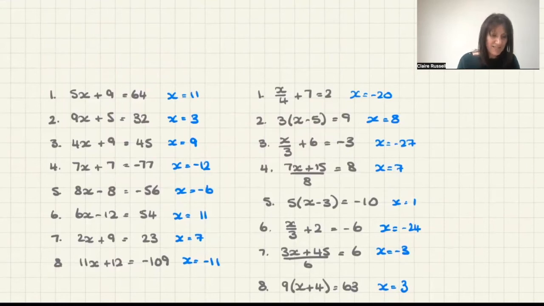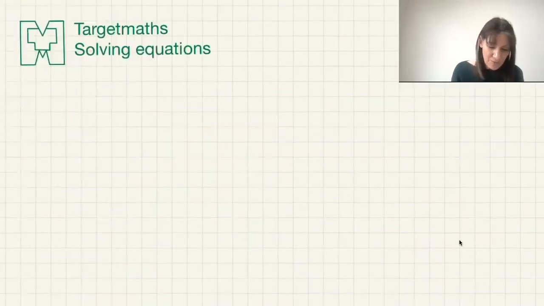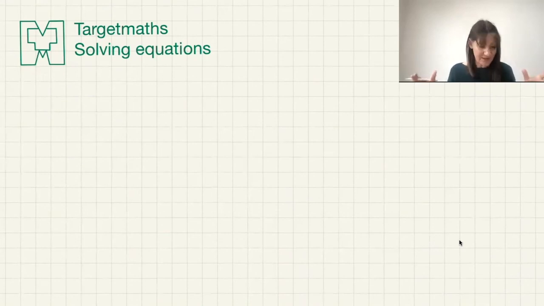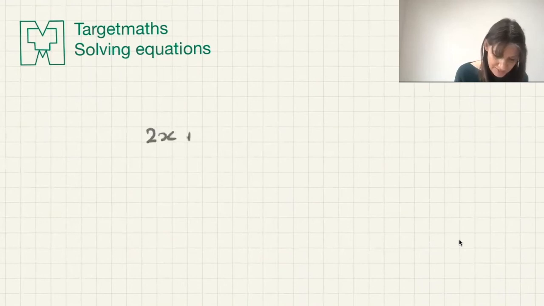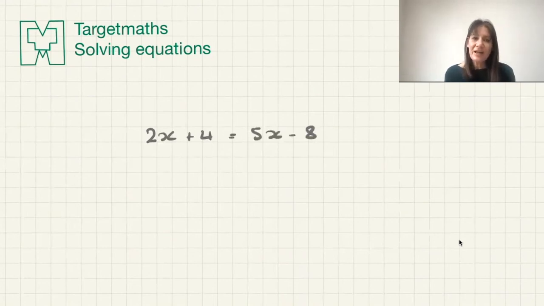Okay, so on to the next thing we are going to see. So we can have x's on both sides of the equal. Here's an example for you. So we've got 2x plus 4 equaling 5x minus 8. When I've got the x's on both sides, I can't exactly get x on its own, which is my mantra for solving equations. I want to get x on its own. Well, how am I going to do that when I've got x's on both sides?